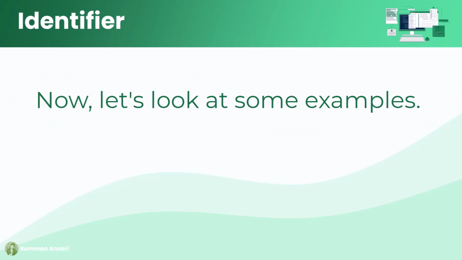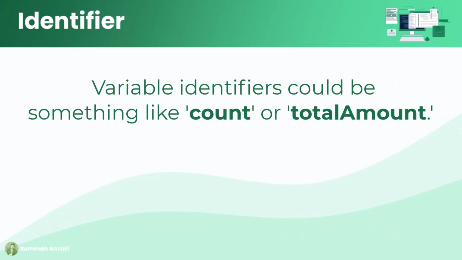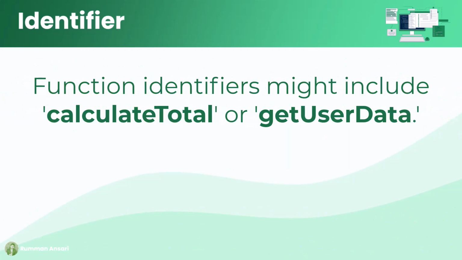Now let's look at some examples. A variable identifier could be something like count if it is counting something, or it can be total amount if you are going to calculate some amount. If you want to assign it to total amount, then you can use the identifier total amount. Also, if you want to create a function name, then you can use calculate total or get user data. This way you can give the function name.